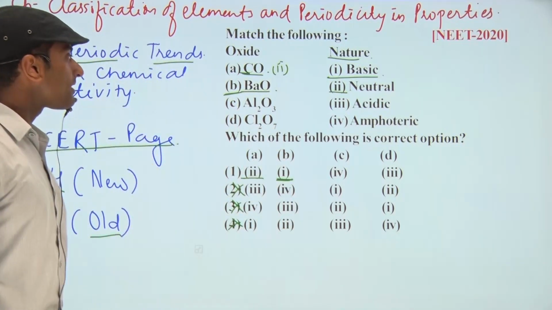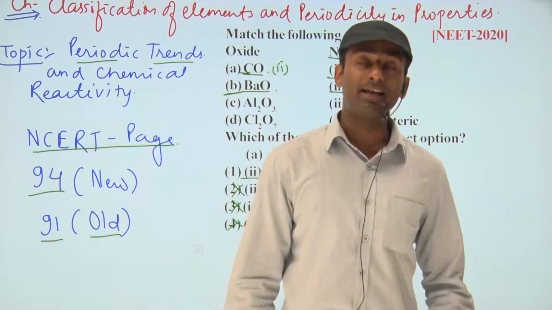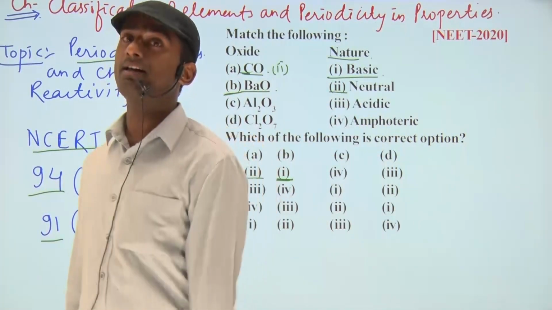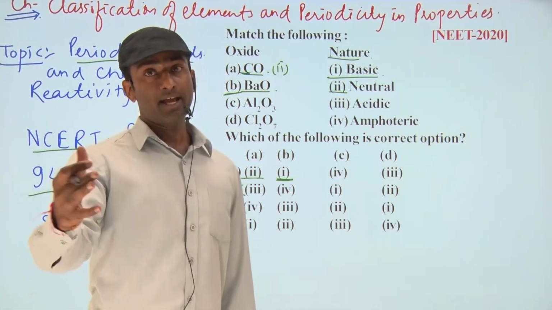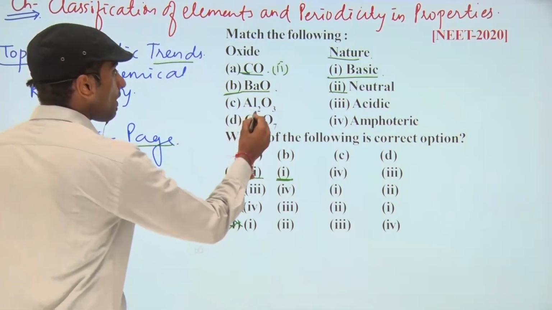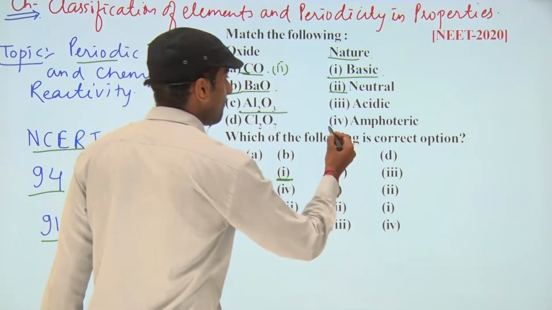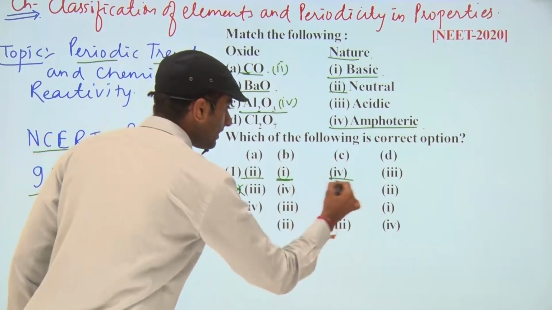Yes, of course. Next, Al2O3. Though beryllium, aluminium and zinc are metals, their oxides are considered amphoteric in nature. It means these show both acidic as well as basic properties. So Al2O3 is amphoteric. Fourth option is going to be correct for this, C4.